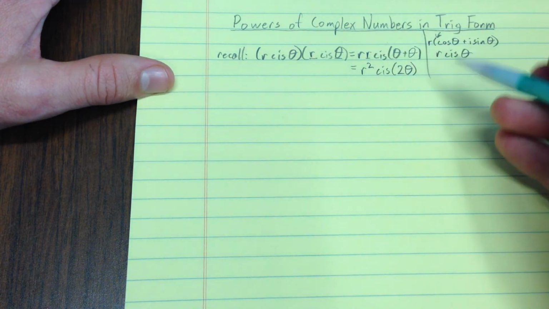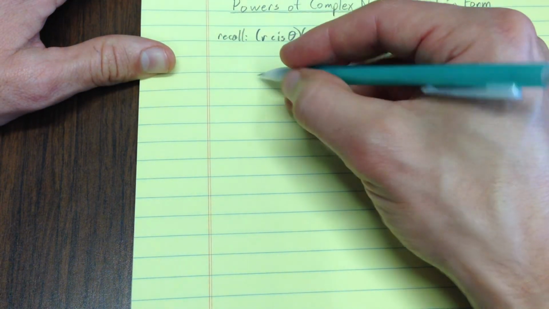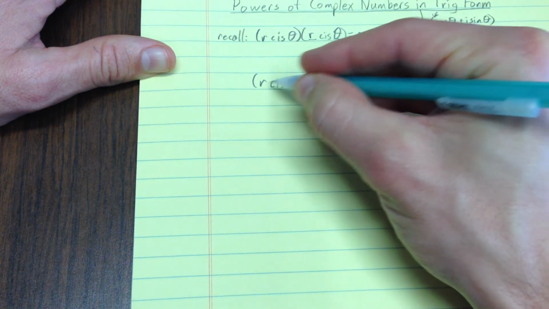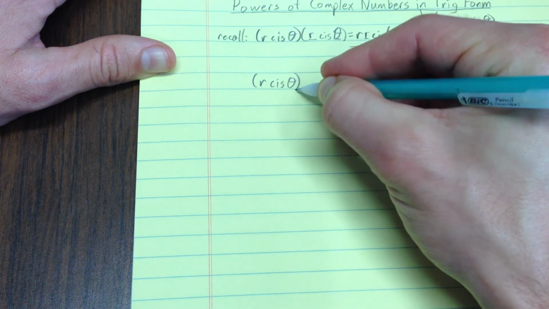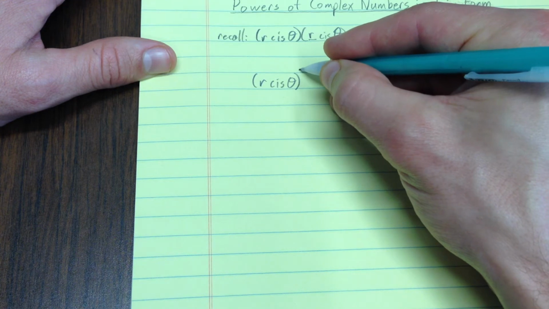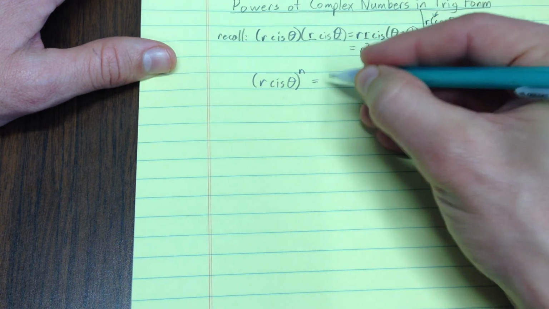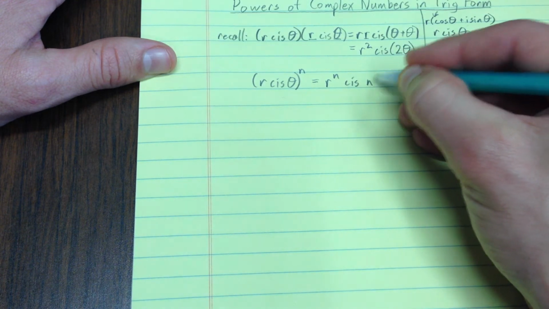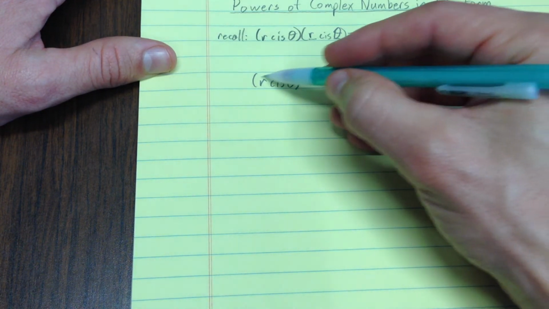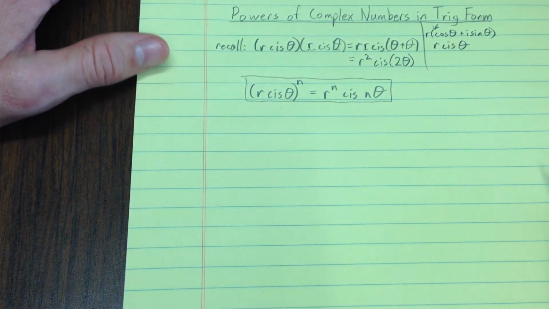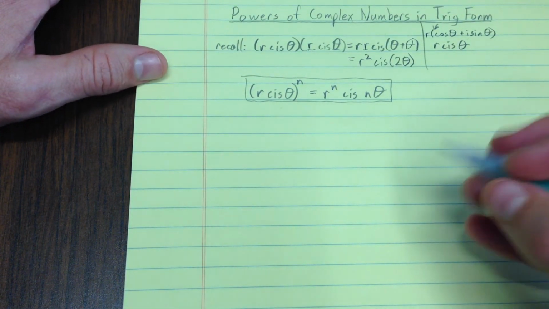Okay? You could repeat this process indefinitely, and you would get the net effect: r cis theta raised to any positive integer power n equals r to the n cis n theta. Okay, so that's the rule we'll be working with here. Okay, and perhaps we ought to do a few examples.